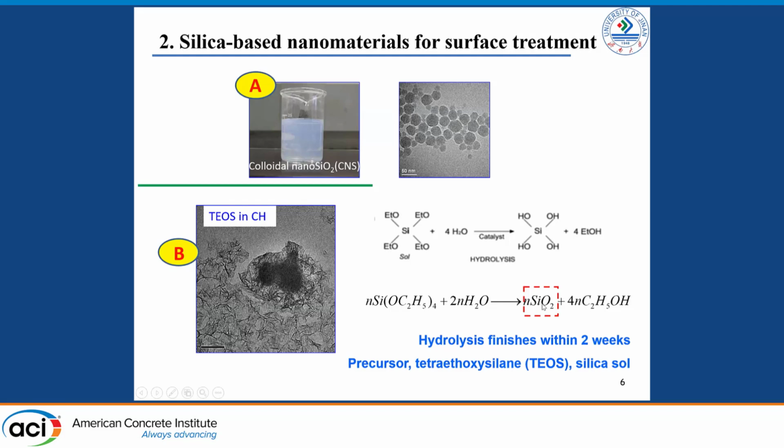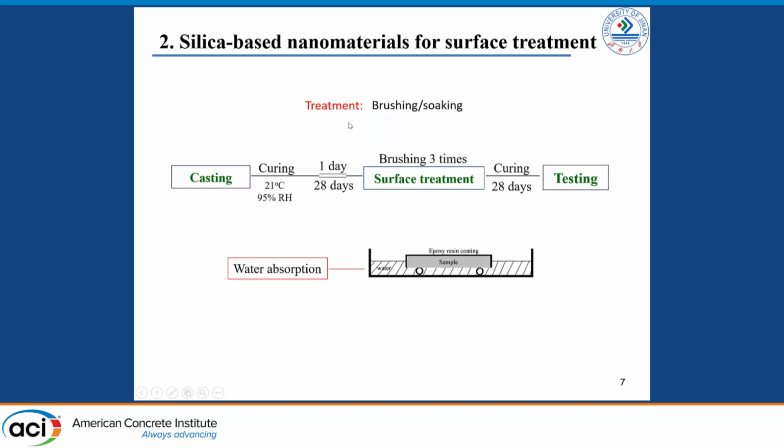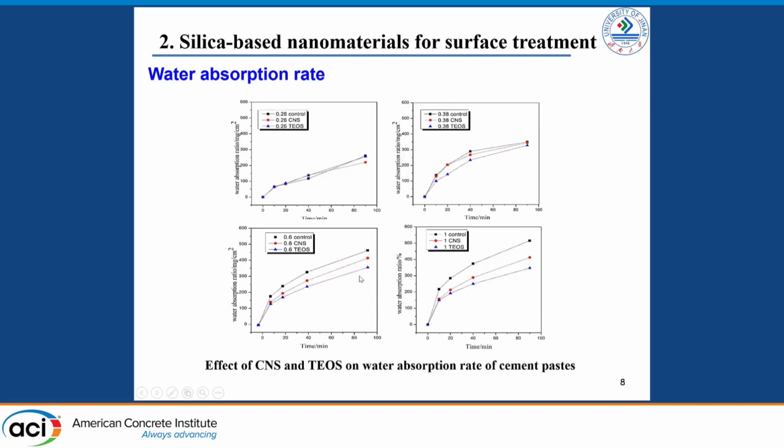It's a nano-sized material. So we brushed or soaked these nanomaterials or the precursors on the hardened cement mortar that was cured for 28 days, and measured the water absorption and some other properties. From this, we can see that a great reduction of the water absorption rate can be achieved after spraying or immersing the samples in these agents, and the rate can be reduced by about 40%, varying depending on the proportions of the samples.